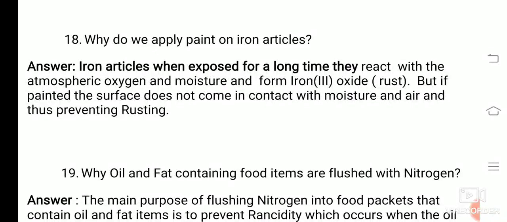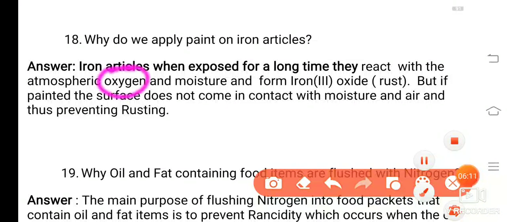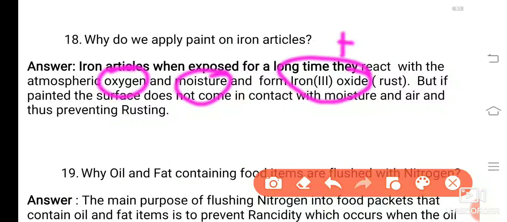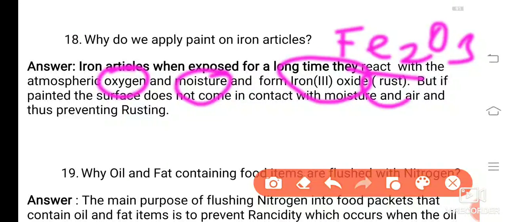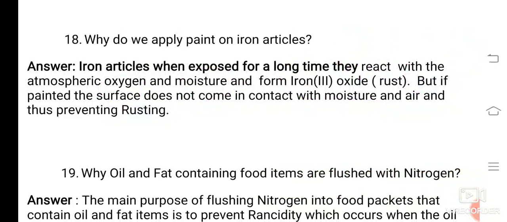Similarly, why do we apply paint on iron articles? The answer is, when iron articles are exposed for a long time, they react with atmospheric oxygen and moisture and form iron(III) oxide, Fe2O3, right? And it is called rust. But if painted, the surface does not come in contact with moisture and air, and thus it is prevented from rusting.